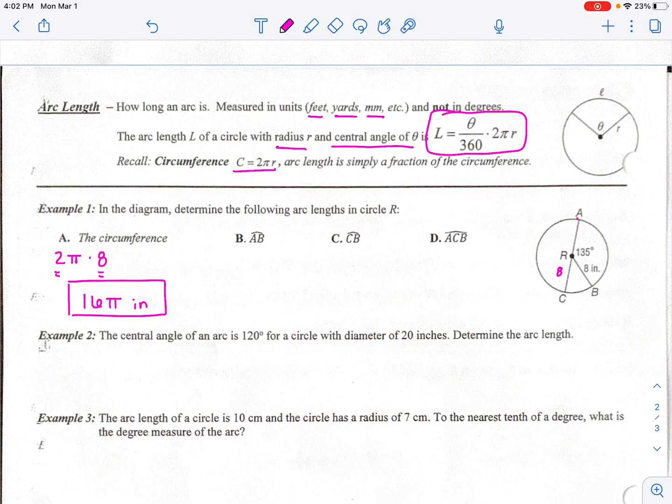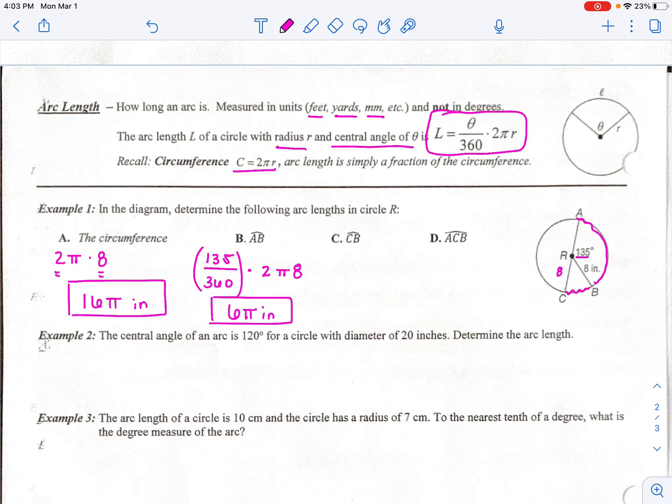Okay, they want to know how long is the arc AB. So we're going to use that formula that we have up there. This is theta. Theta just means the angle, the central angle. Well, our central angle is 135. So I've got 135 divided by 360 times 2 pi r, which we said was 16. Oops, we said it was 8. My bad. All right, so if I type this in my calculator, 135 divided by 360 times 2 times 8, and push enter, I get 6. So 6 pi is my arc length.